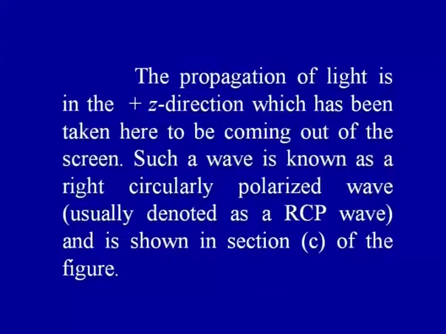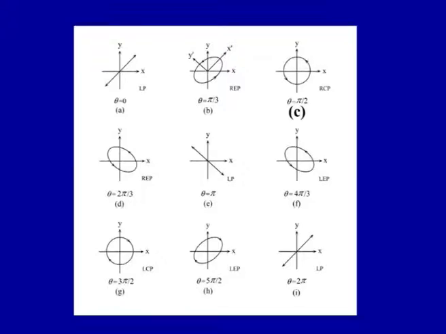Such a wave is known as the right circularly polarized wave, usually denoted as RCP, and is shown in section C of the figure. This shows a circular vibration, circular because A1 is equal to A2, and it is in the anti-clockwise direction. Remember, the beam propagation is coming out of the screen. The electric vector is rotating in the xy plane in the anti-clockwise direction.